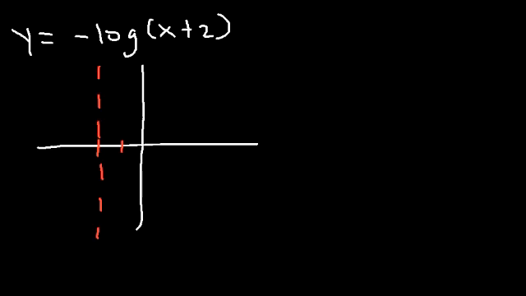And if we had positive log x plus 2, it would look like this. But putting a negative in front of it, it's going to reflect over the x-axis. So we have a positive x value, a negative y value. So it's going to go towards quadrant 4. Here x is positive towards the right, y is negative as you go down. So the graph is going to go this way.